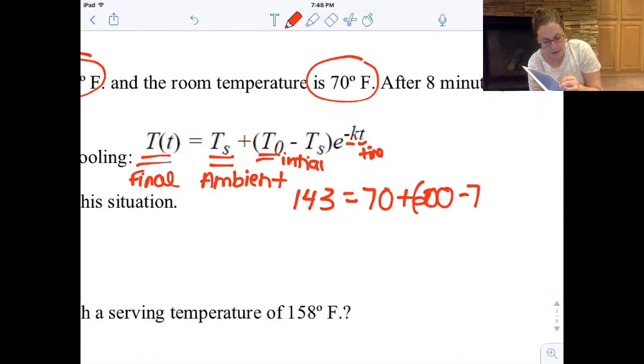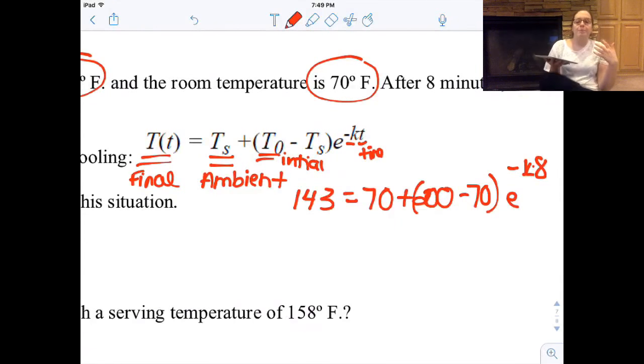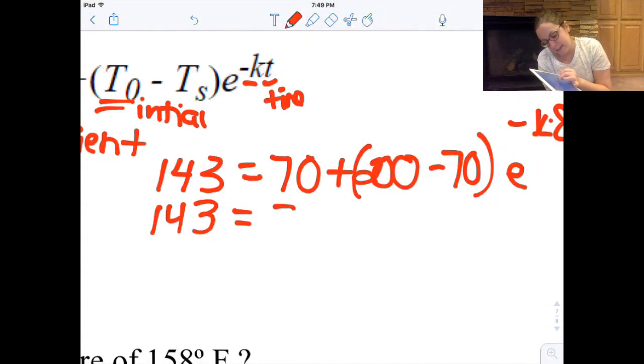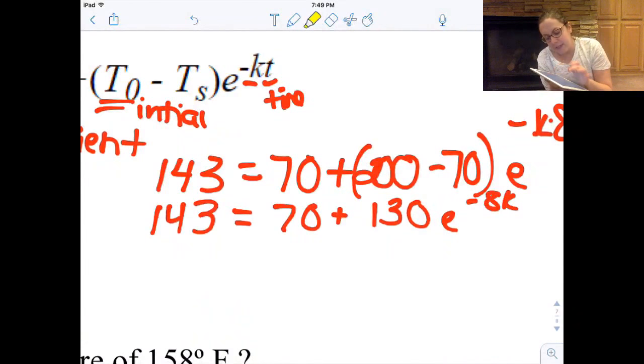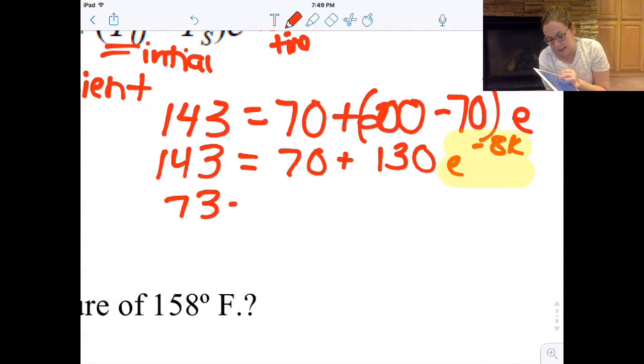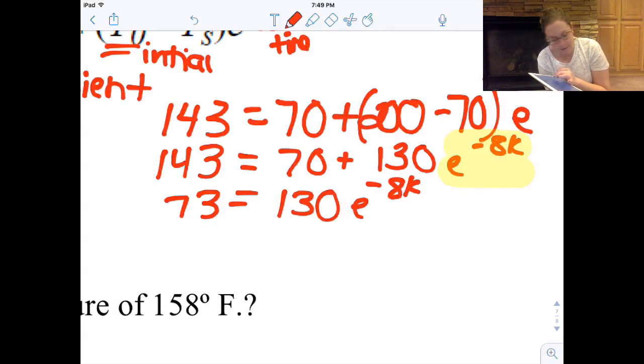And this is my exponential, so I need to get that alone. So I'm going to start by subtracting 70, so that would give me 73 is 130 e to the negative 8k. Divide both sides by 130. And now we can convert and then divide by negative 8. So negative 8k equals ln of 73 over 130. Divide both sides by negative 8. And so this would be your constant.